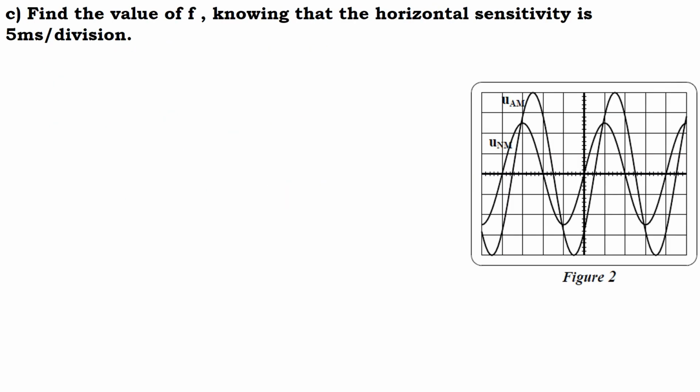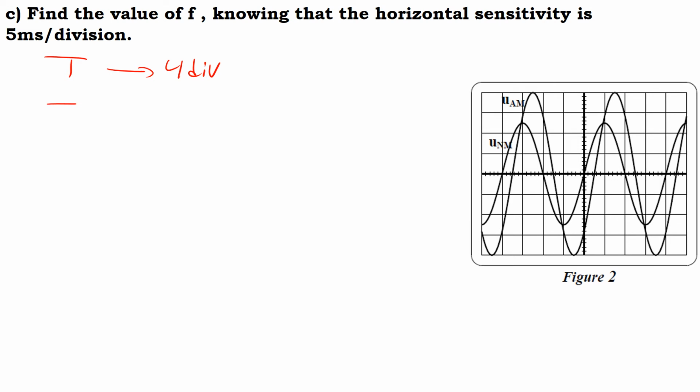Now, find the value of f, the frequency, knowing that the horizontal sensitivity is given as 5 milliseconds per division. If we followed one way, we will find that it is 4 divisions. Choose any point, for example from this one, 1, 2, 3, 4. If I took this one, same thing, 1, 2, 3, 4. So the period corresponds to 4 divisions.